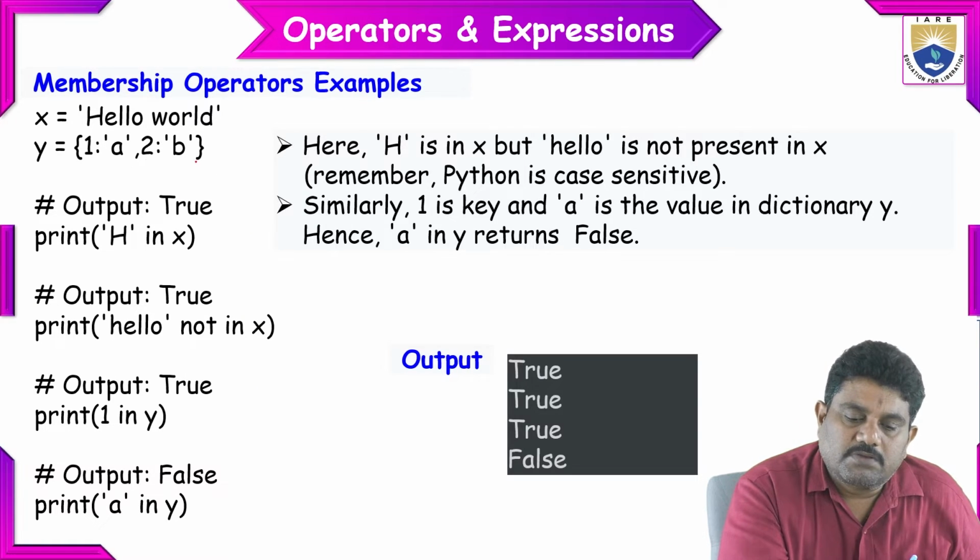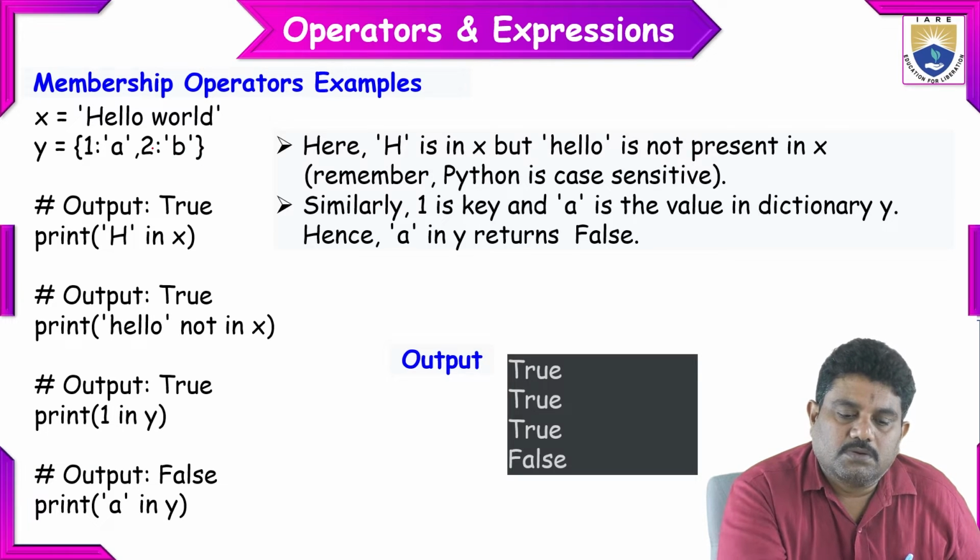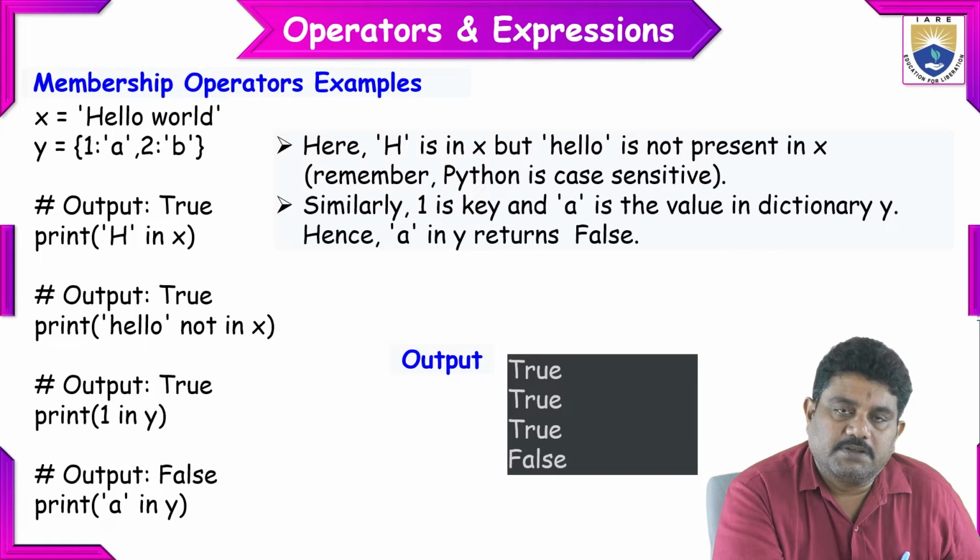These membership operators are case sensitive. So capital H is not equal to small h. You need to remember that capital letters and small letters are both treated as different characters. Even the same characters are treated as different characters based on the case. Capital H and small h are different in this case. The capital H in x: in x, H is there. Because of that, it returns true, because the operator we use is in.